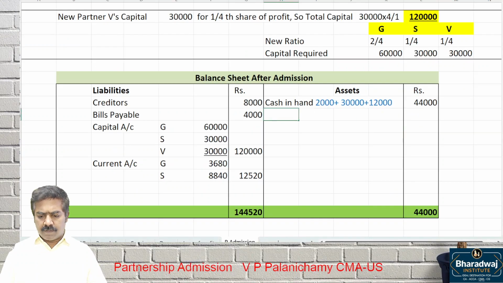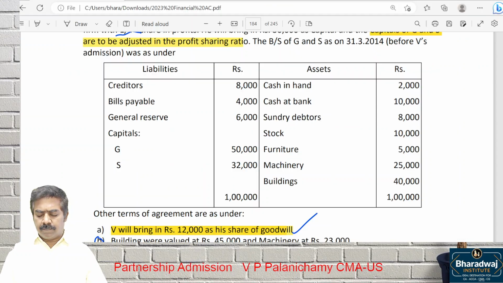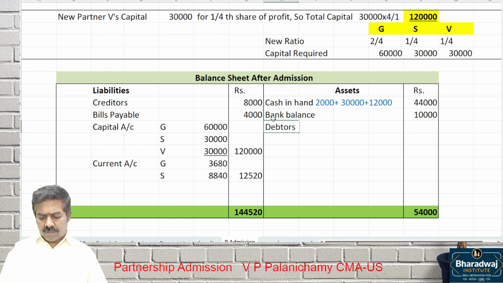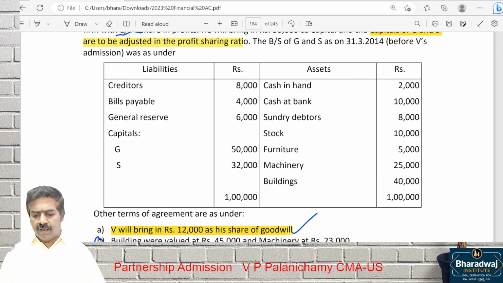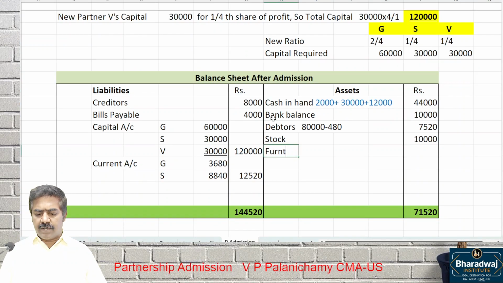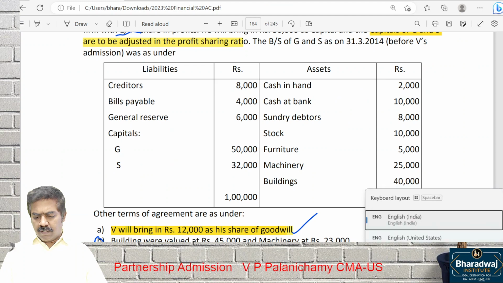Bank balance how much? 10,000 bank balance, then 8,000 minus bad debts 480. 7,520. Then stock, any change? No, 10,000. Then furniture, any change in furniture? How much? 5,000. Then machinery, new value 23,000. Building, new value.